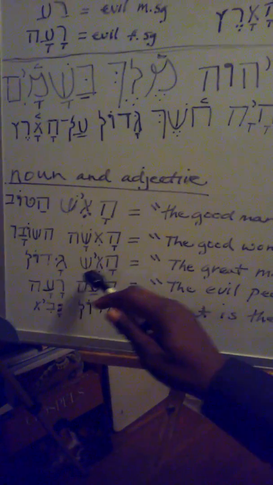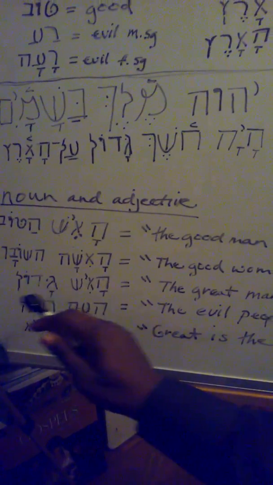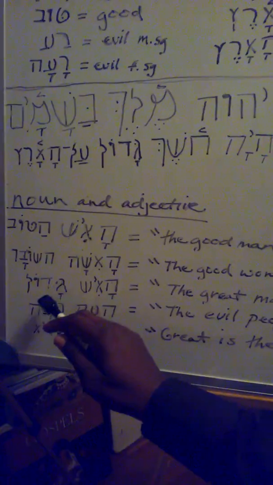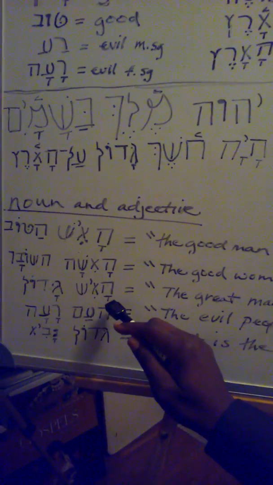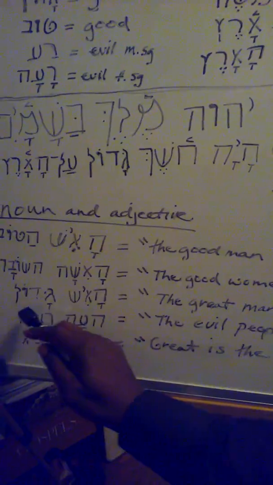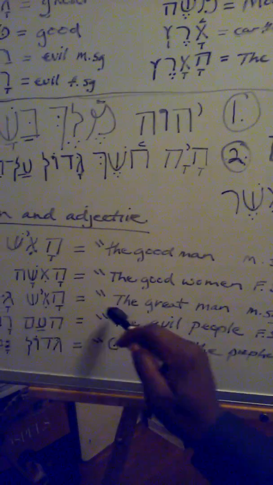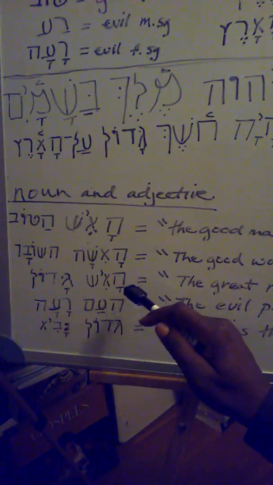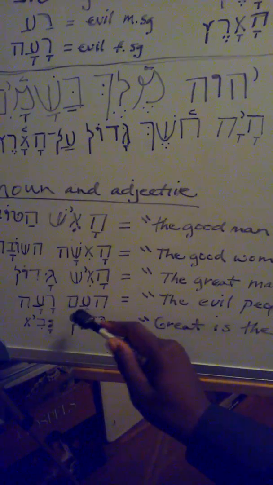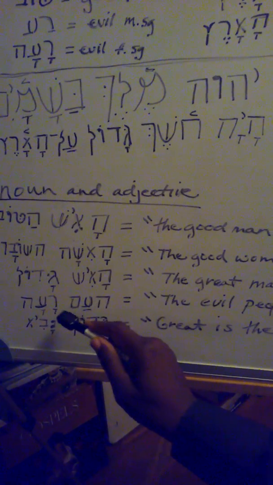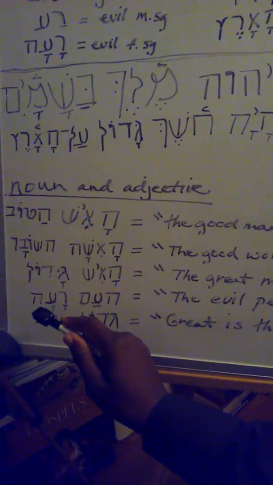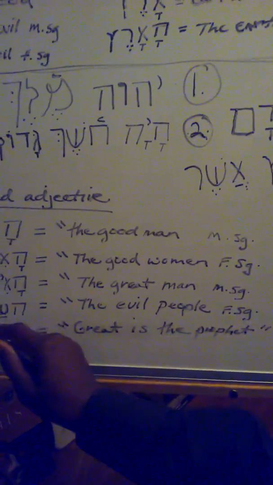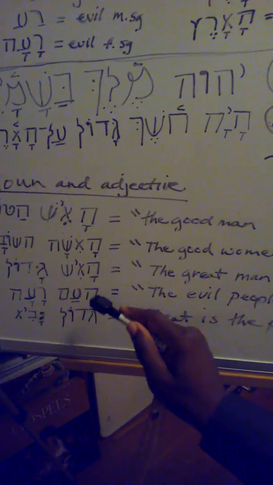Here we have ha'ish ha-gadol. That's another one of your vocabulary words besides tov. Gadol is great. So if I say the man, great, I'm saying the great man. Again, the adjective follows the noun. Here we have ha'am. Am is people, the people, right? Ra'ah, the feminine form for evil. So it is the evil people. Again, the adjective follows the noun.